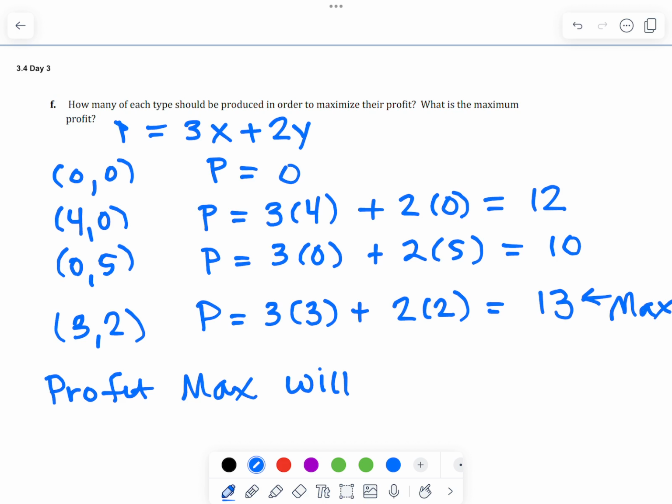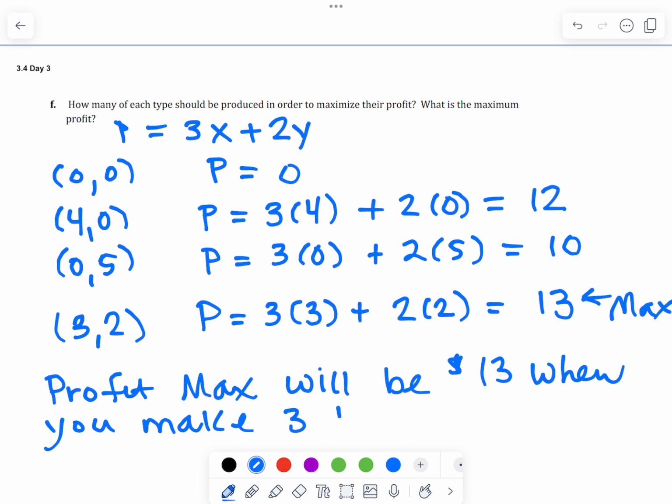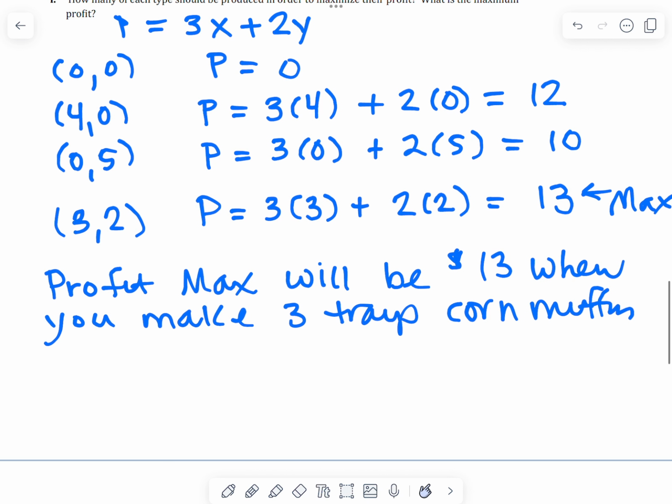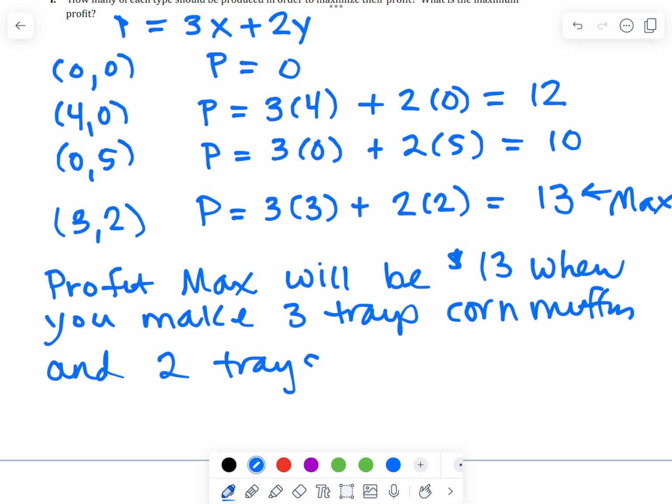So the profit maximum will be $13 when you make 3 trays of corn muffins and 2 trays of bran muffins.